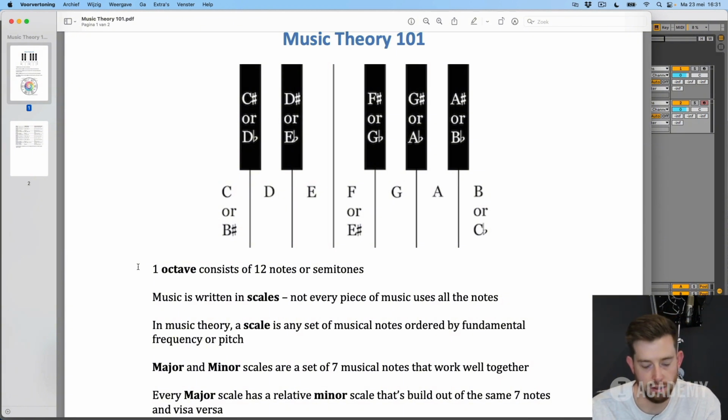So one octave is 12 notes or semitones. So this is a C. This is also a C, but it's one octave higher. This is also a C, but it's another octave higher.